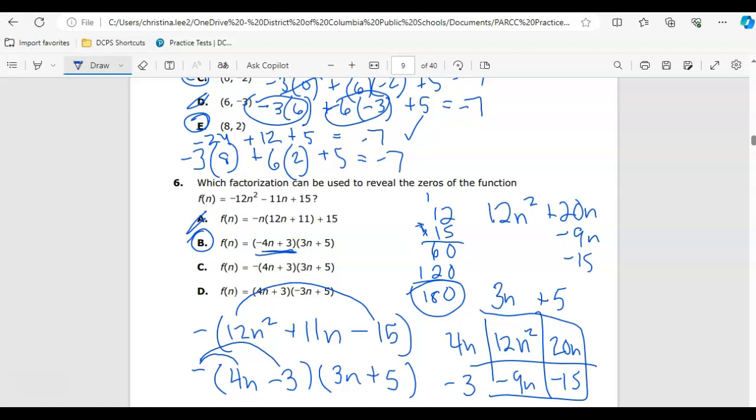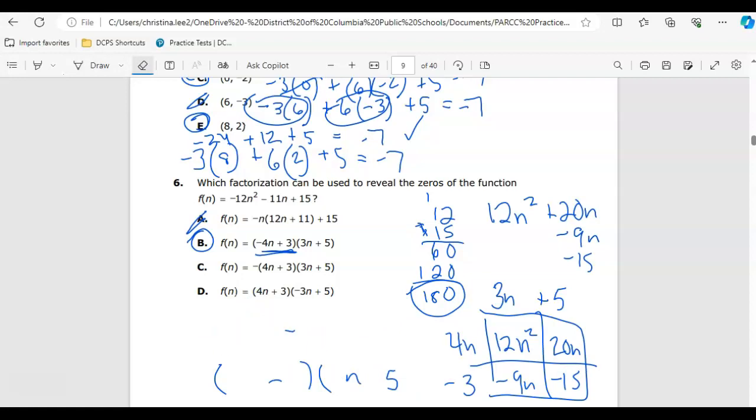The other way that you could check this is you can go ahead and FOIL this, right? So I went ahead and did the factoring work myself, but for you, I would just say it depends on what you're more comfortable doing. If you're more comfortable factoring, go ahead and factor it yourself, or you can multiply through. So you can do your FOIL method. You get negative 12n squared minus 20n, and then plus 9n and plus 15. So this gives you negative 12n squared minus 11n plus 15. That is equal, so you know that that works.